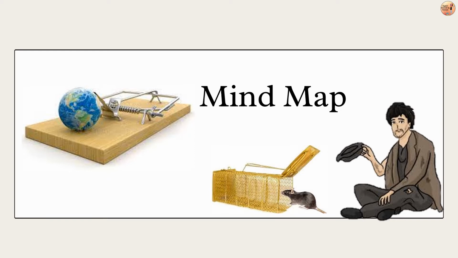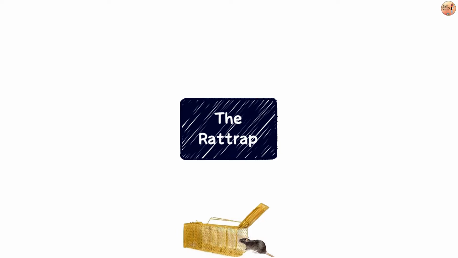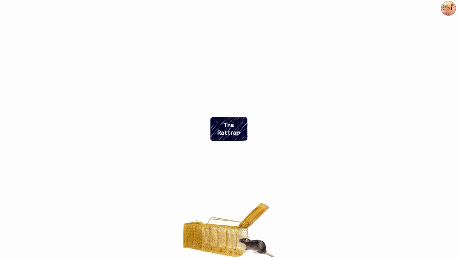Let's ponder on the important elements of the story The Rattrap using a mind map. The Rattrap takes place somewhere in rural western Sweden in a vaguely nostalgic past that is not specified, but its very vagueness helps give the story its timeless fairy tale quality.